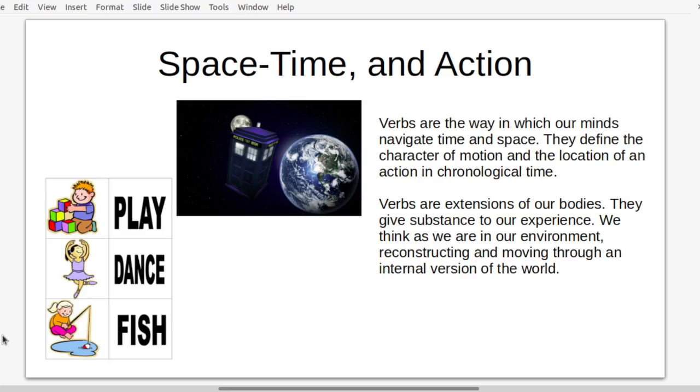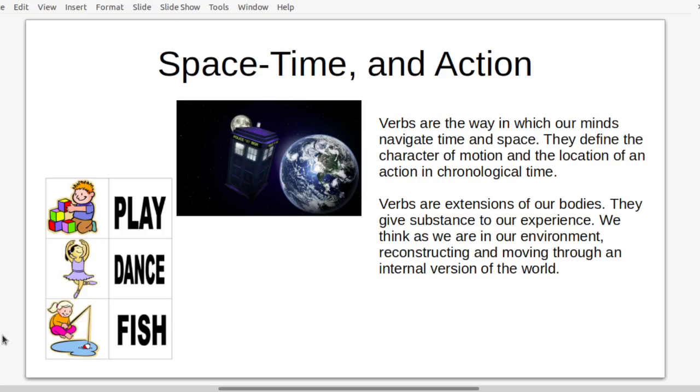So then we move on to our verbs. Now, our verbs allow us to navigate space, time, and action. So verbs are the way in which our minds navigate time and space. They define the character of motion and the location of an action in chronological time. Verbs are extensions of our bodies. Our bodies, like cognition, are a very physical thing. So our body's interaction with the world around us forms our cognition.